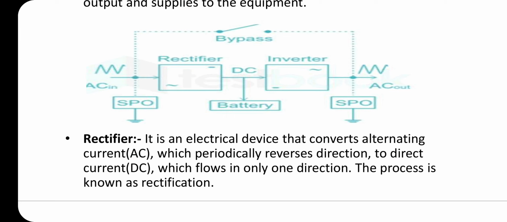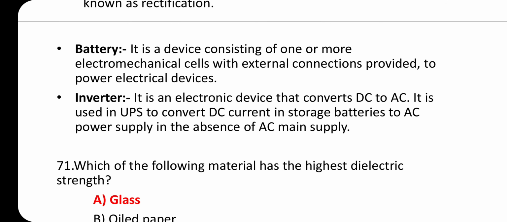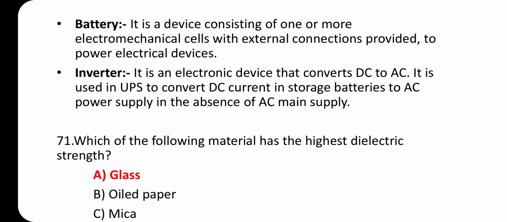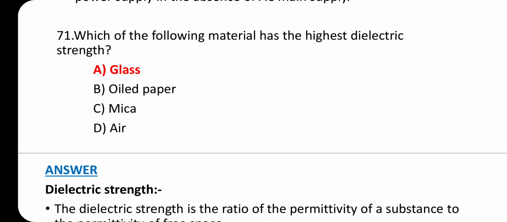Rectifier: it is an electrical device that converts alternating current AC, which periodically reverses direction, to direct current DC, which flows in only one direction. The process is known as rectification. Battery: it is a device consisting of one or more electrochemical cells with external connections provided to power electrical devices. Inverter: it is an electronic device that converts DC to AC. It is used in a UPS to convert DC current in storage batteries to AC power supply in the absence of AC main supply. 71. Which of the following material has the highest dielectric strength?